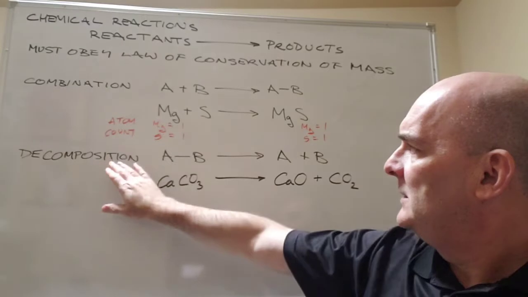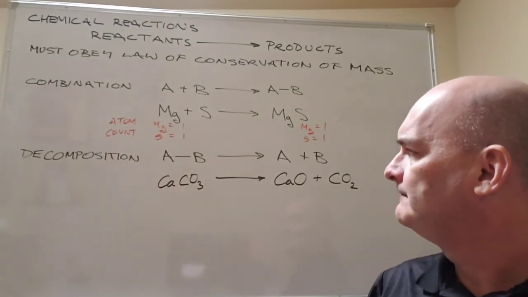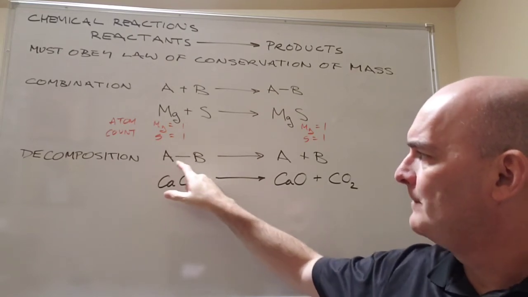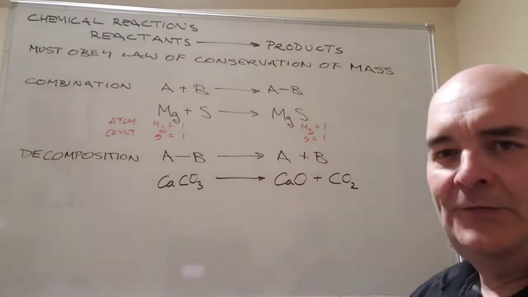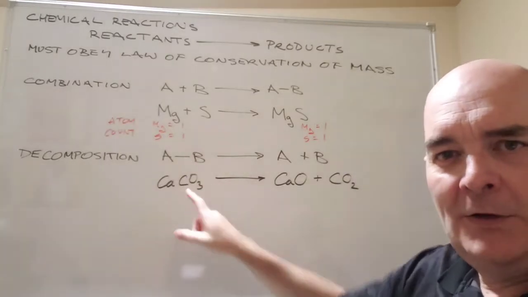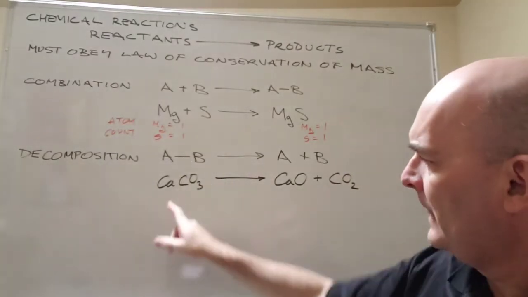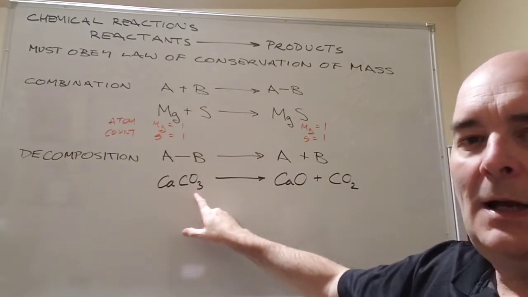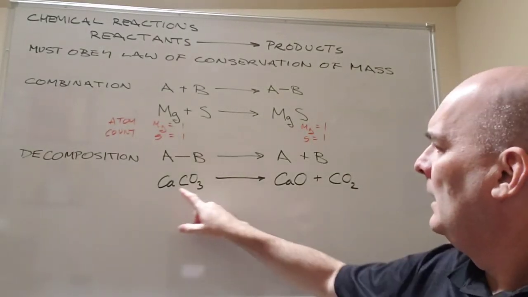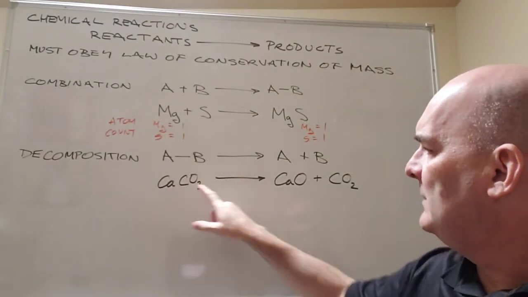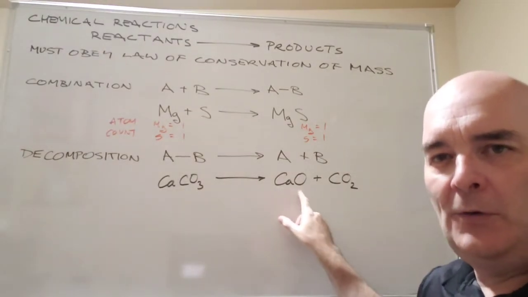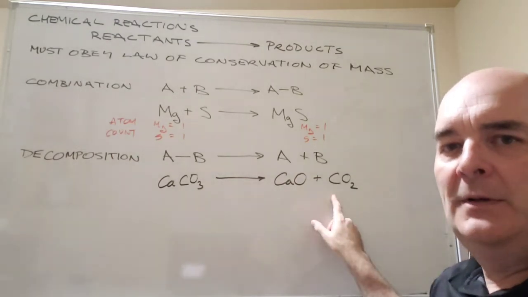The exact opposite of a combination is a decomposition, in which we take something that is stuck together and we break it apart into fragments. These could be individual atoms, or it could be something a little bit more complex than this. This is calcium carbonate. Calcium carbonate is what we call limestone. When you heat calcium carbonate, it breaks apart into calcium oxide, which we also call lime, and carbon dioxide.